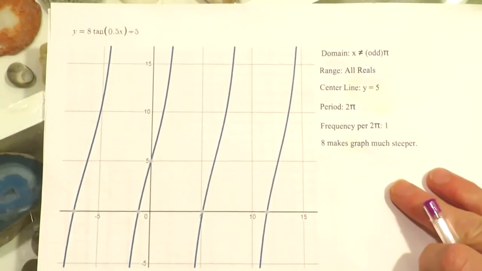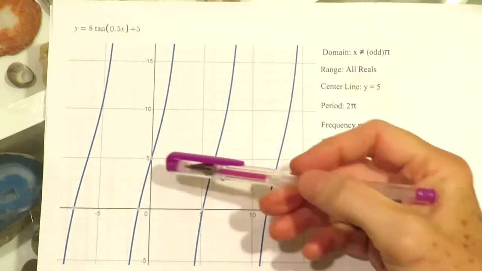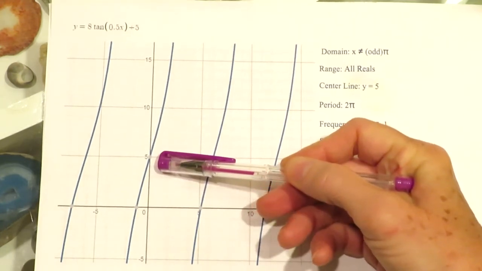Like with any graph, you can do transformations to the graph. And so here we have an example of 8 times tangent of 0.5 times x, and then we've added 5. So the principles of graph transformations haven't changed. That plus 5 shifts the graph up 5. So notice my inflection points are now at 5. They're not at 0 anymore.